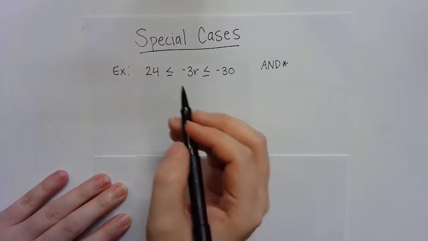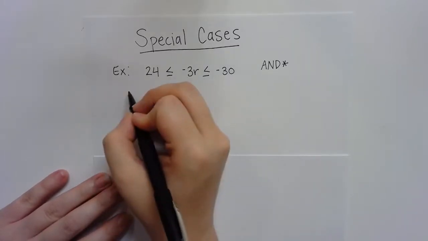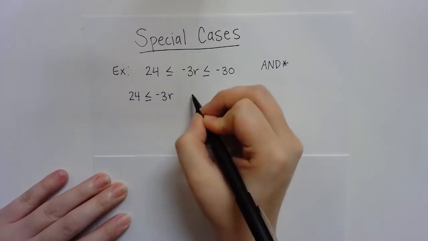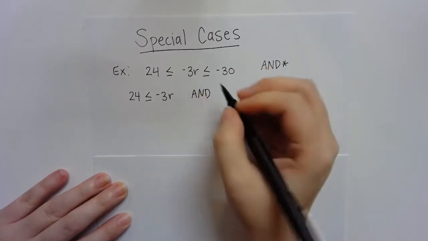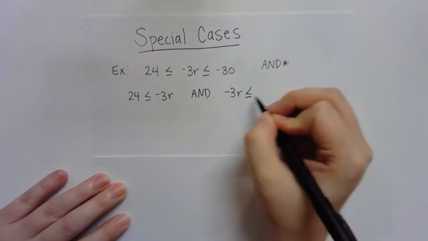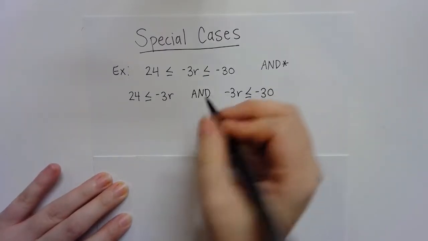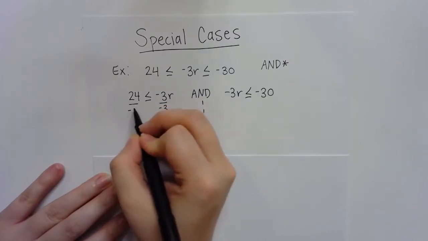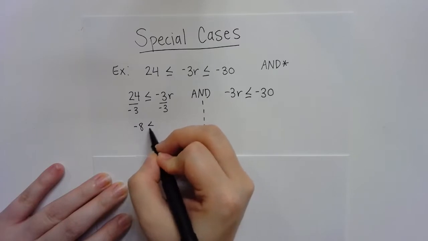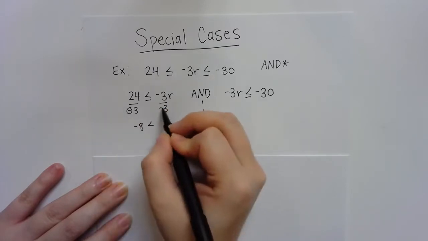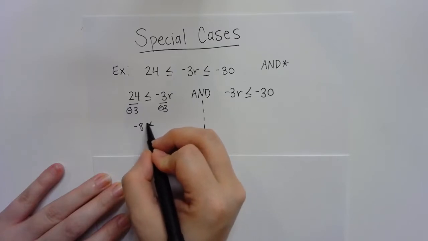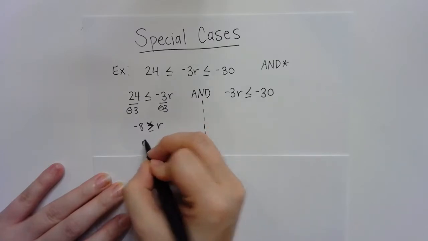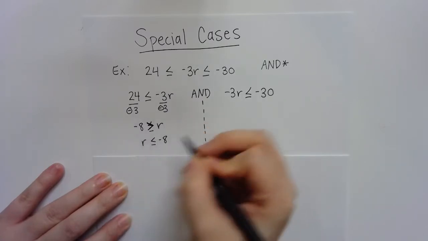As I solve it, remember your first step was to write it as two separate inequalities. So that would be 24 is less than or equal to negative 3r, and negative 3r is less than or equal to negative 30. Then if I solve each of these separately, I divide by negative 3, divide by negative 3. So I have negative 8 is less than or... because I divided by a negative, what do I need to do with this inequality symbol? That's right, I need to flip it: is greater than or equal to r. So if I flip it around, it's r is less than or equal to negative 8.